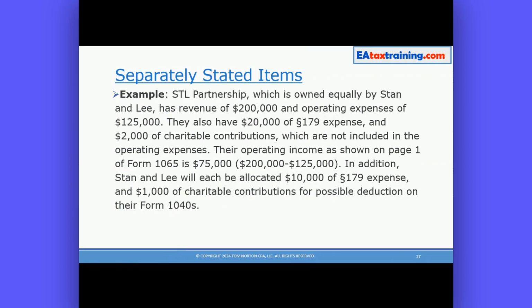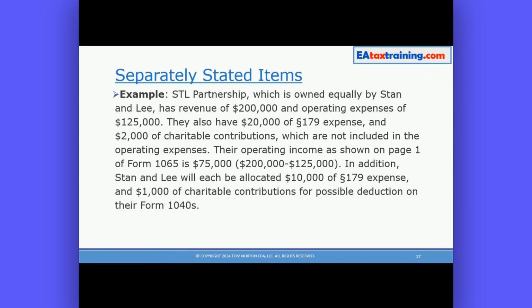STL Partnership, which is owned equally by Stan and Lee, has revenue of $200,000 and operating expenses of $125,000. So on page one of their tax return, they are going to show $200,000 of revenue, $125,000 of expenses. So they're going to show $75,000 of profit. However, they also have $20,000 of Section 179 expense and $2,000 of charitable contributions, which are not included in the operating expenses. Their operating income, as we said, that's shown on page 1, is going to be the $75,000.